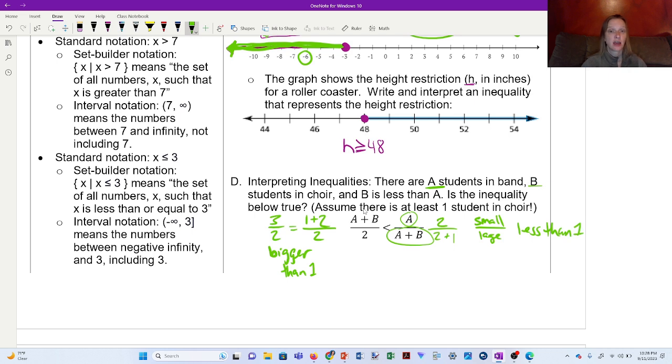So if we take a value that's bigger than 1 and a value that's less than 1, is it fair to say that the bigger than 1 number is less than the less than 1 number? No, this is a nonsense statement. This is not true. This is false. And therefore, we can say definitively that this inequality is false for the example for students in band and students in choir.